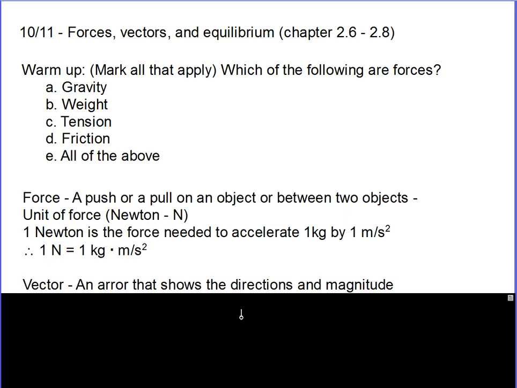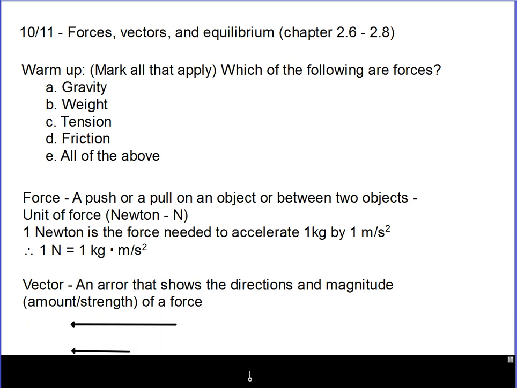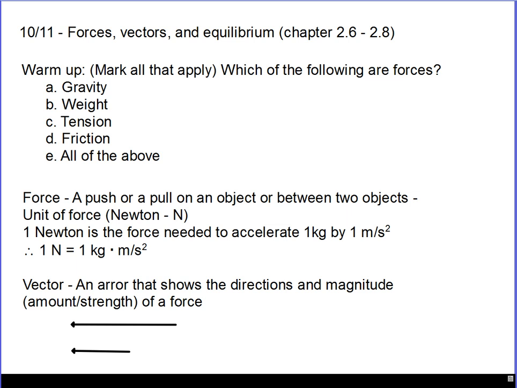So that's force. A vector is an arrow that shows the direction and magnitude, or amount or strength, of a force. So here I have two force vectors. The upper one is obviously more force than the lower one. They're both pulling in the same direction or pushing in the same direction, and that you could say is backwards, and we say backwards because we orient it based on how we read in English. And then you could also say to the left.